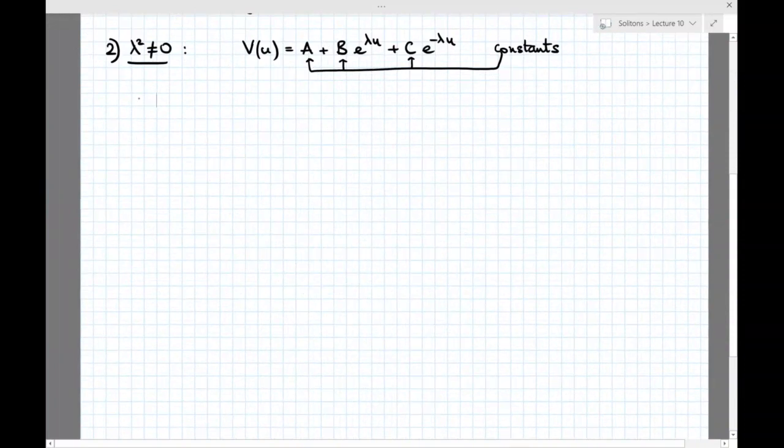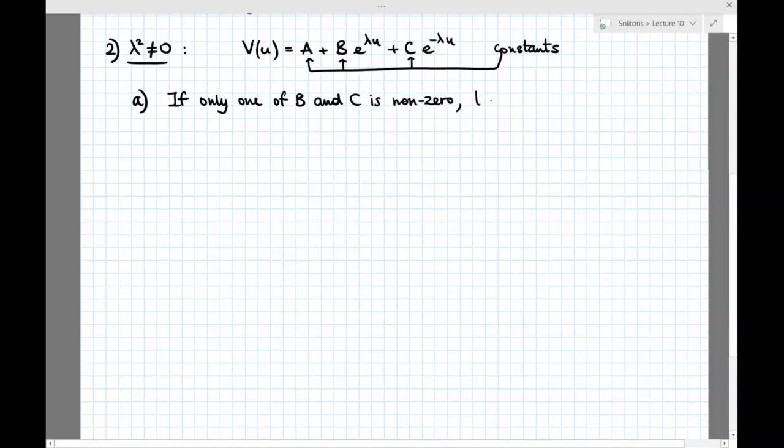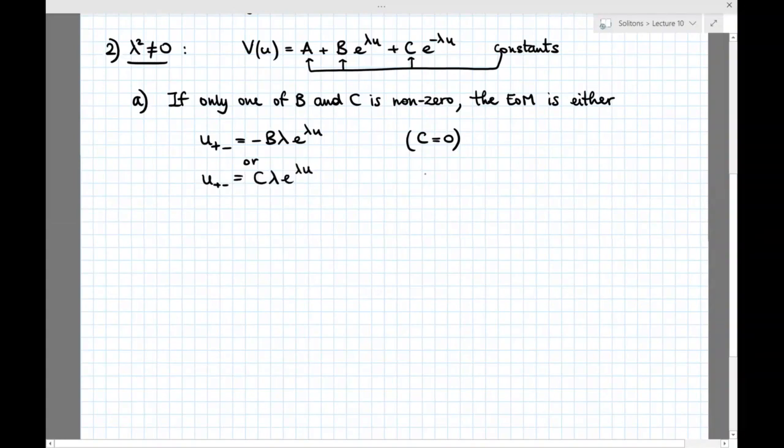Now we need to consider a few possibilities. So the first possibility is if only one of b and c is non-vanishing, then the equation of motion is either u plus minus equal to minus b lambda e to the lambda u, which would be the case if c is equal to 0, or u plus minus is equal to c times lambda e to the lambda u, which would be the case when b is equal to 0.